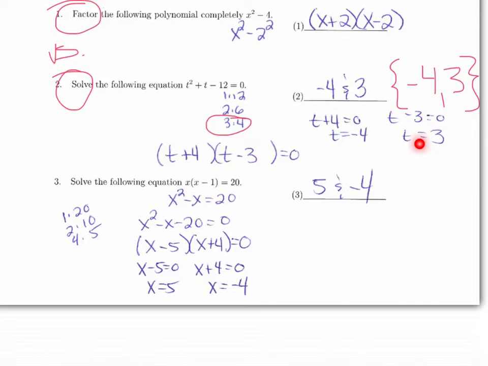For the next problem, you'll notice it's not equal to 0. So what you're going to need to do, distribute on the left, and then the next step from here to here is to subtract 20 from both sides. And when you do that, you now have a quadratic here. We're going to factor it. You look at the factors of 20, 1 and 20, 2 and 10, 4 and 5.